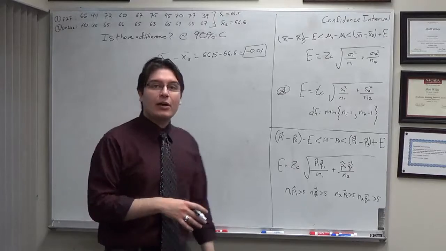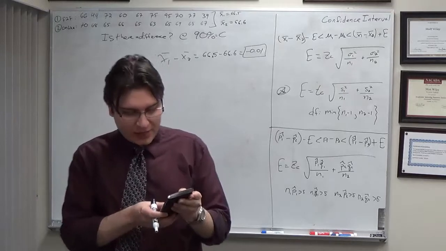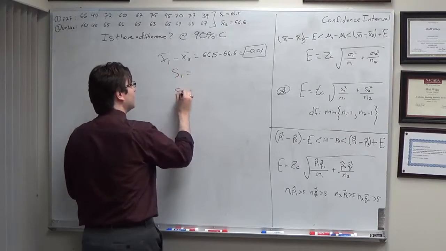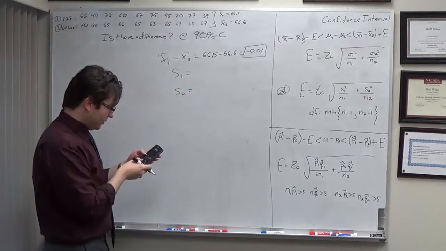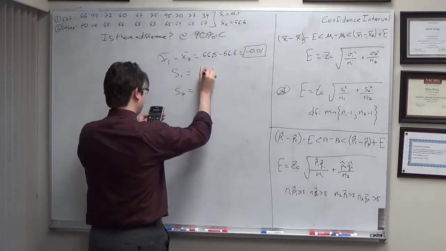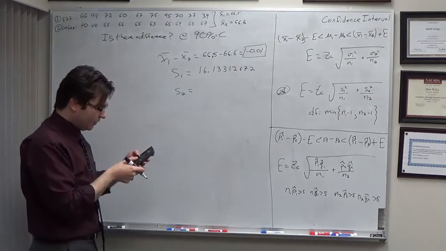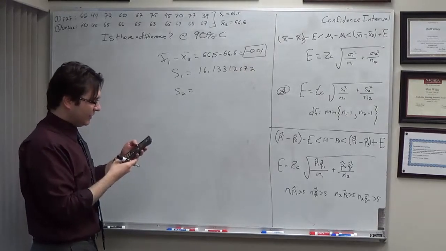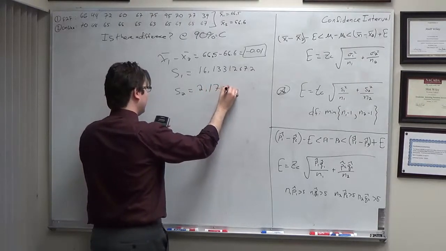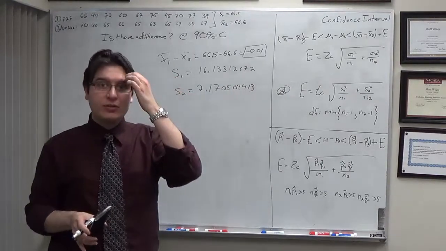To do a successful t calculation, we need to know the standard deviations for each of these. That's possible, again, going into data and grabbing those numbers right under the x bars. S1, S2. All right. Data, one variable statistics, list 1. S1 is going to be about 16.13. If we go to one variable statistics and pick list 2, we find our standard deviation is approximately 2.170509413.